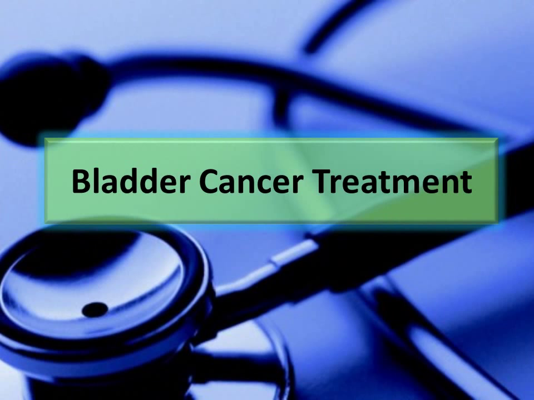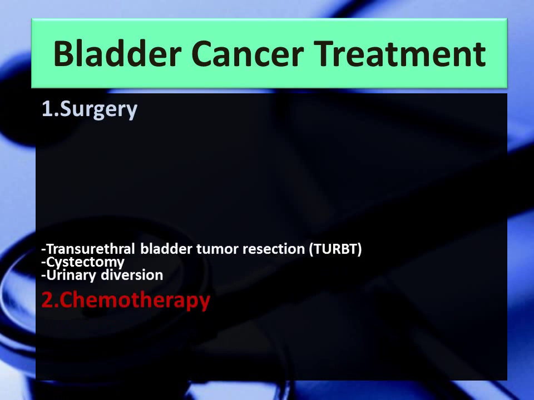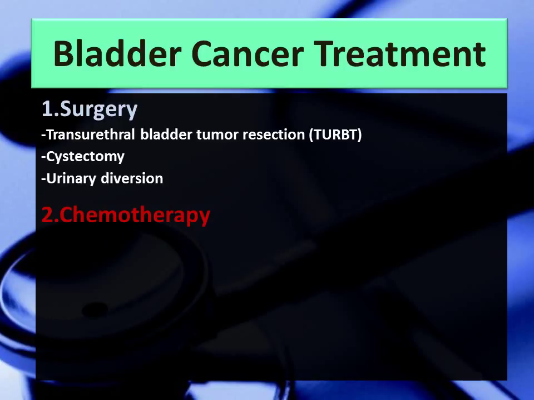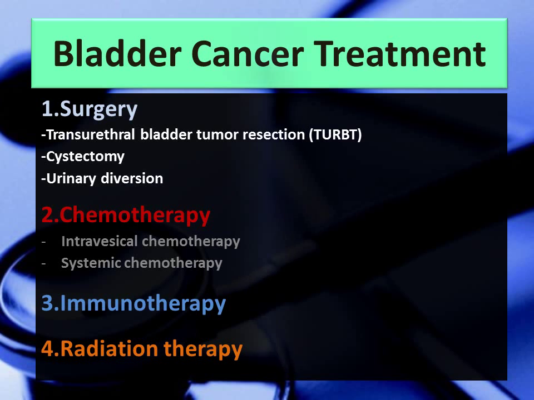Bladder cancer treatment. There are 4 bladder cancer treatments. First, surgery consists of transurethral bladder tumor resection or TURBT, cystectomy, urinary diversion. Second, chemotherapy consists of intravesical chemotherapy and systemic chemotherapy. Third, immunotherapy. And fourth, radiation therapy.